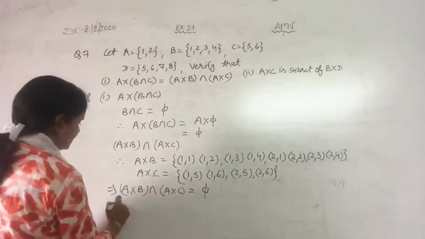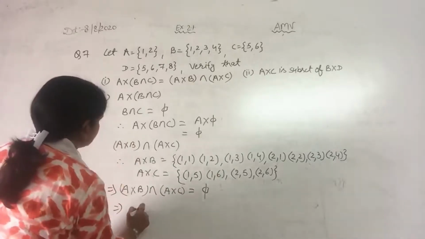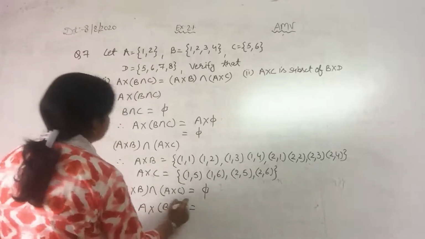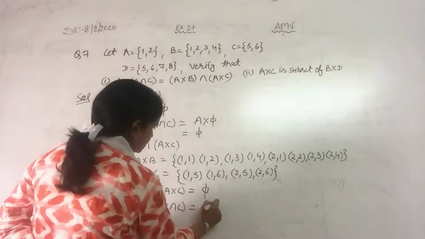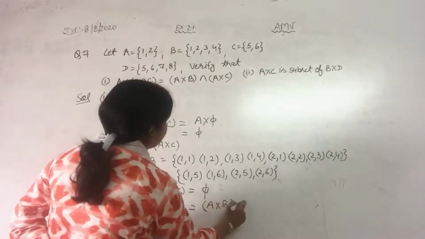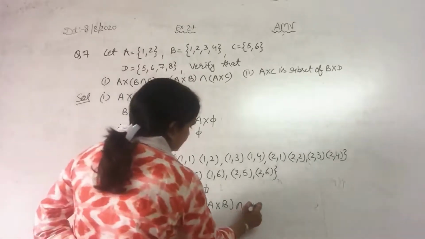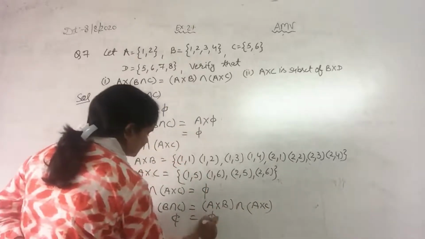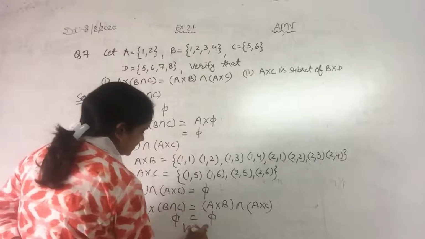Okay. You can write here A×(B∩C) is equal to (A×B)∩(A×C). Both are empty. So it's verified.